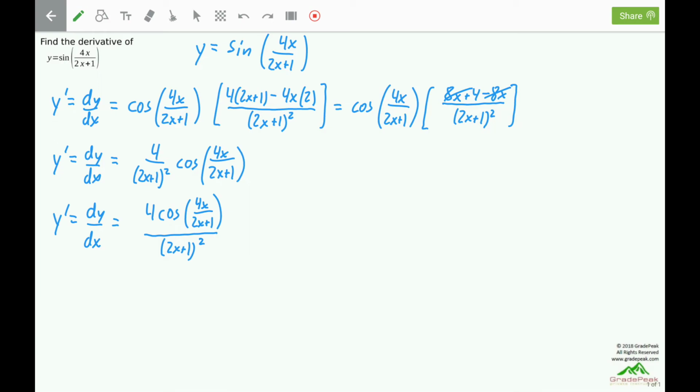There's no way to break up that cosine of that quotient of 4x over 2x plus 1. We'll have to leave it the way it is for that trig function. But there's your two different versions for the derivative y prime or dy/dx.